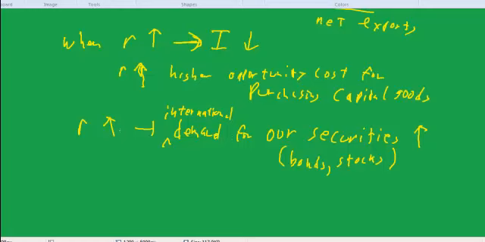So when our interest rate goes up, if our interest rate is higher than the interest rate in other countries, then people in other countries think, well, we should invest our money in the United States where we can earn a higher return. So that's why there's this relationship. When our interest rate goes up, it makes investing in our country more attractive to people in other countries, and so they're going to increase their demand for our securities, our bonds, and our stocks.